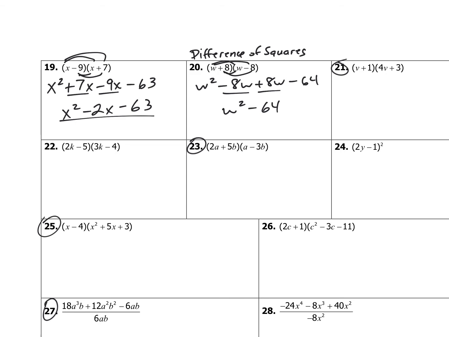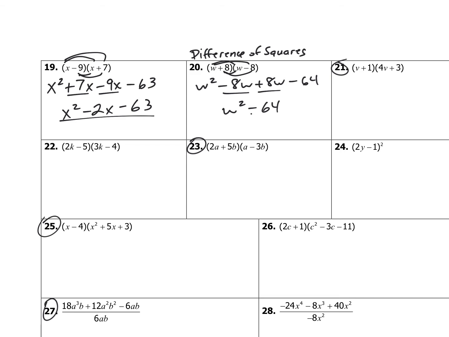First term is squared, and it's a difference, like it's subtraction. And both of these terms are square rootable. The square root of w squared is w, and the square root of 64 is 8. So when we were factoring these, we would do w plus 8, w minus 8. Just going a little backwards right now. All right, so that's it.